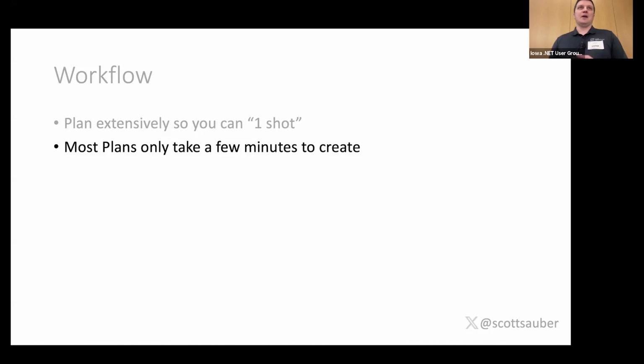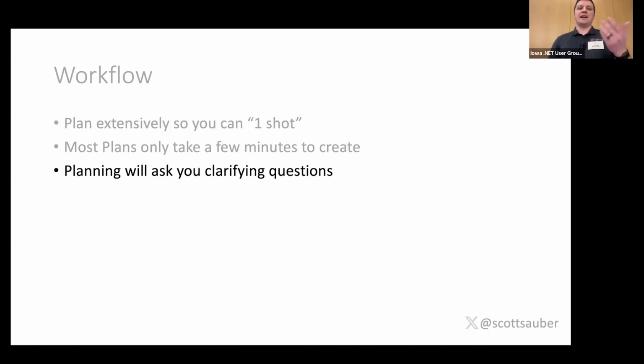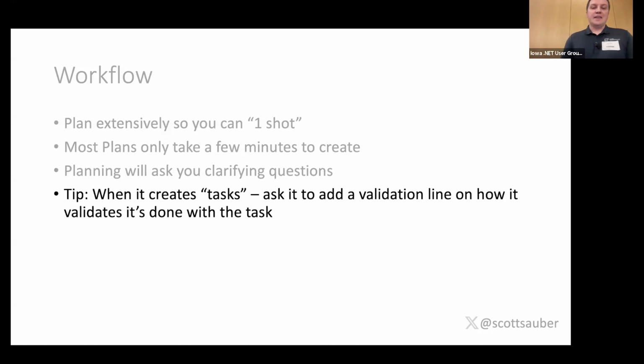Most plans only take a minute or two to create. And usually the planning asks you those clarifying questions, and then it'll start creating tasks. Like what you saw with the coding agent, it's like, okay, first I need to scan the directory and see what's going on. When it creates these tasks, like, okay, first I need to create a modal and things like that, you can ask it to add a validation line to determine when you're done with this particular task. So then AI can know when it's done and complete after that. So that's another tip: add a validation line on how it validates it's done.